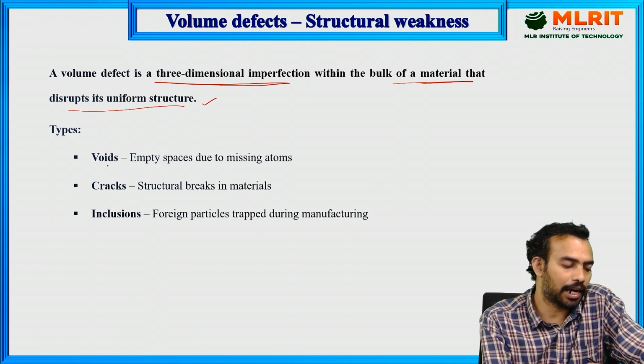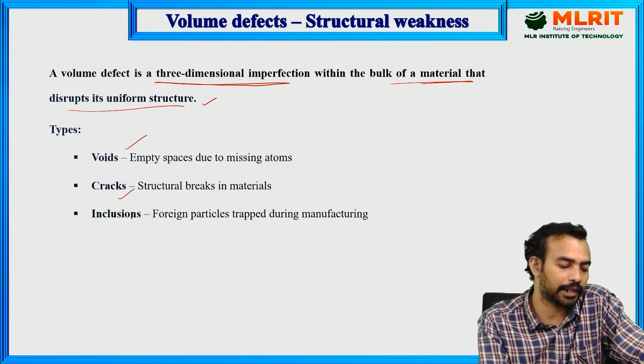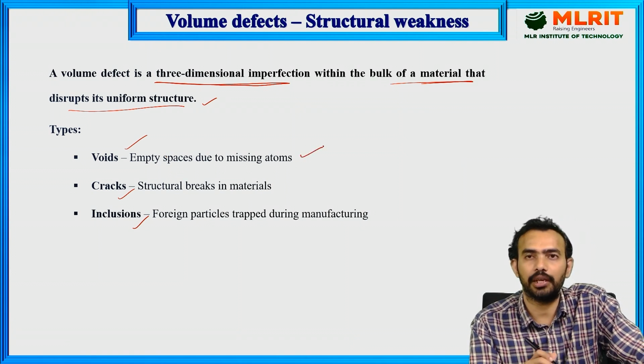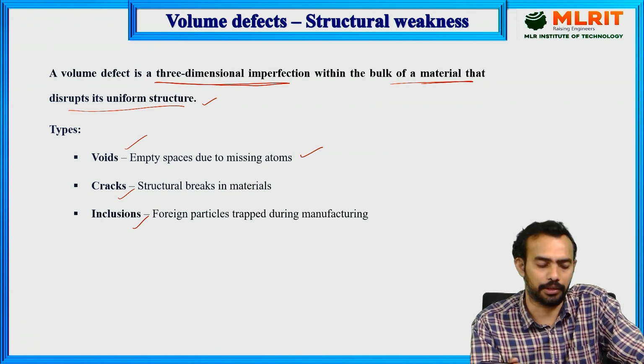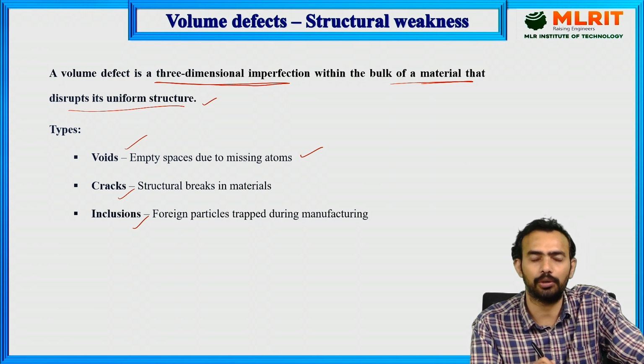Under volume defects, we majorly have voids, cracks, and inclusions. Voids, what are voids? Empty spaces that are present due to missing atoms at the three-dimensional scale. You will be missing not a single atom but a group of atoms, a larger number of atoms. It creates a certain empty region. That empty or vacant region is considered a void, and it is a volume defect.